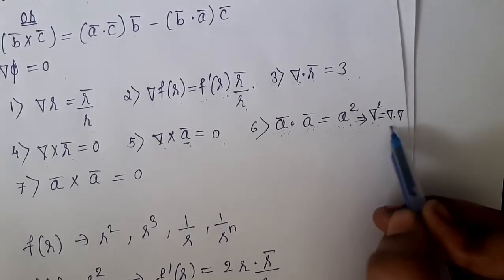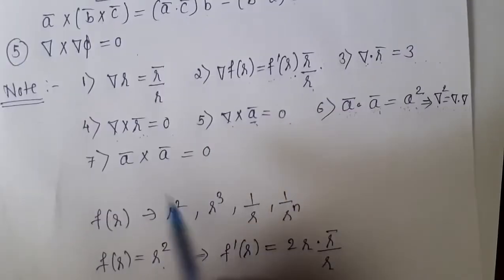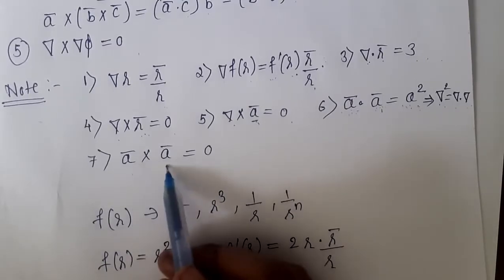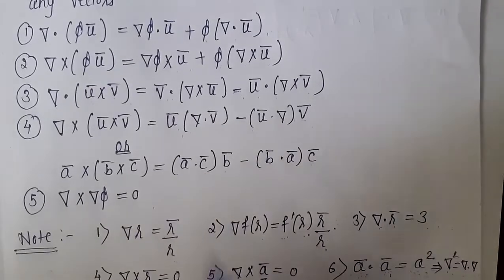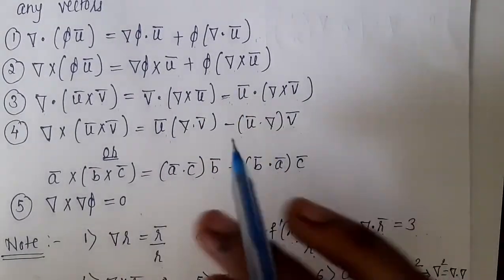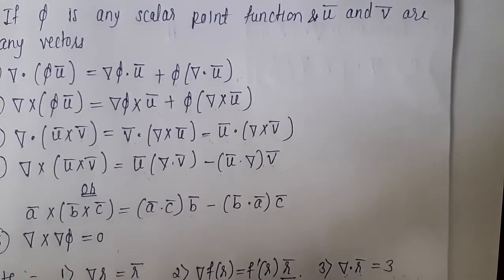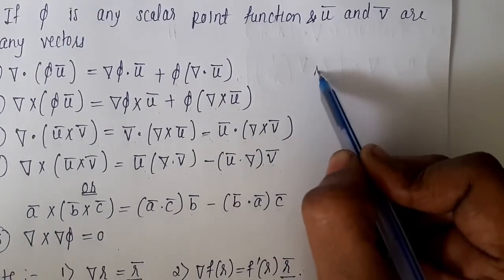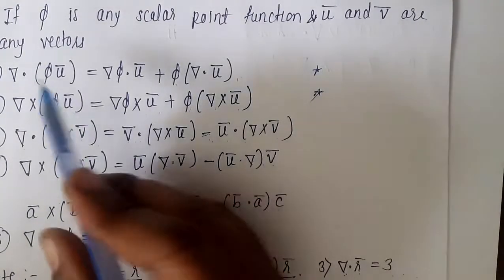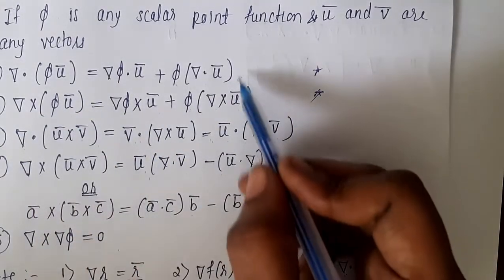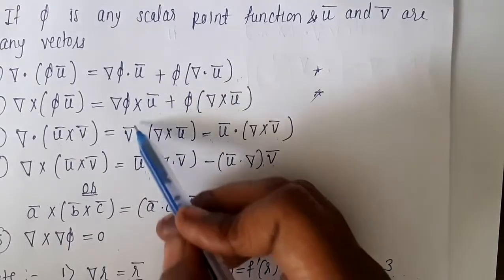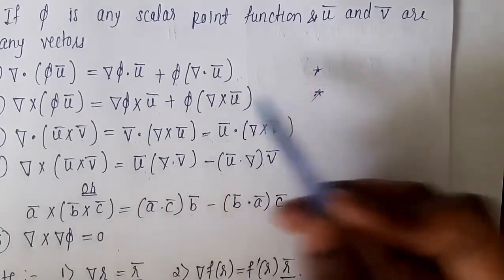So del square can be written as del dot del. Next, the cross product of two identical vectors is always 0. Remember all these identities, because on the basis of these identities we can solve examples. The main important identities are these two, del dot phi into u and del cross phi into u. If you remember any one of these, only the dot and cross change.